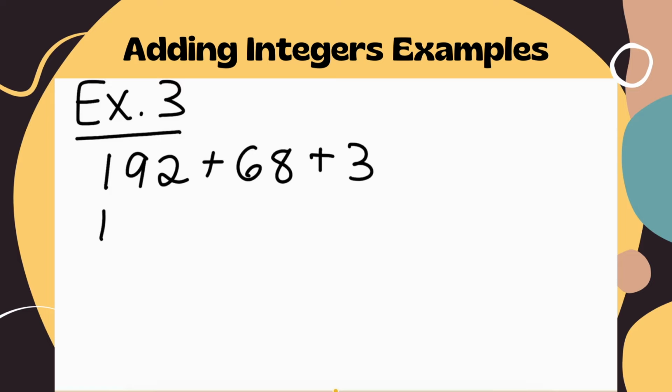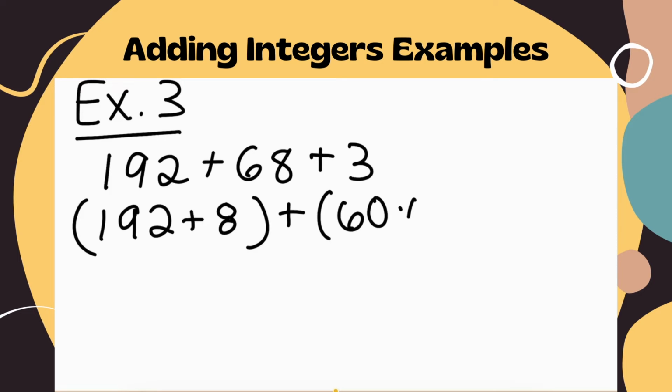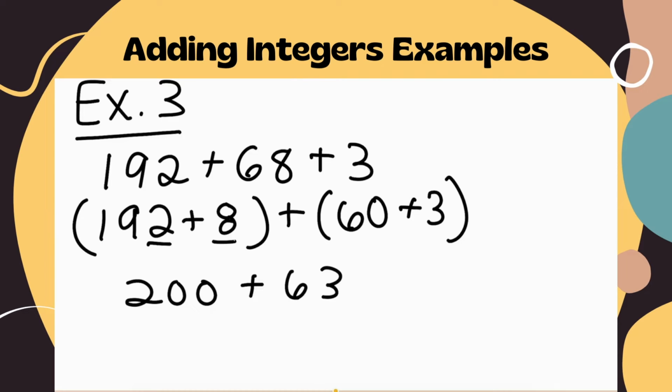And what I first noticed is that I could rewrite this as 192 plus 8 plus 60 plus 3 and just decompose the 68. And the reason why I personally think this is helpful here is that I know 2 plus 8 is 10. So 192 plus 8 is 200, 60 plus 3 is 63, and then 200 plus 63 is 263. And so it's perfectly fine to decompose or rearrange things to make sense of these numbers in your head without having to go to pen and paper or going to your calculator.